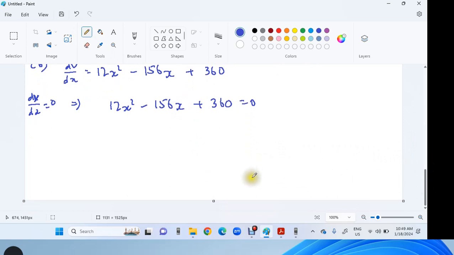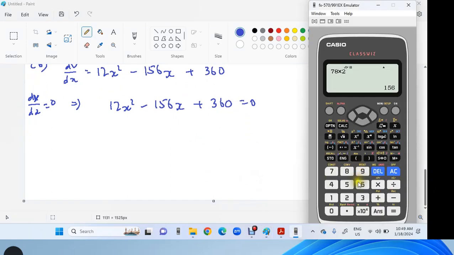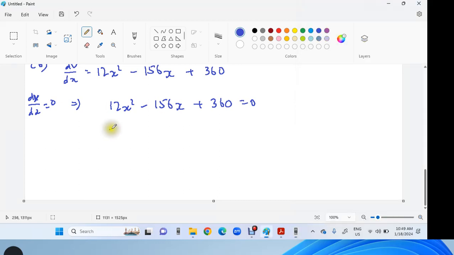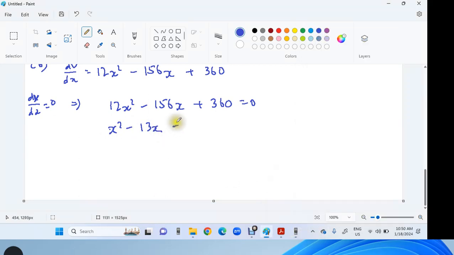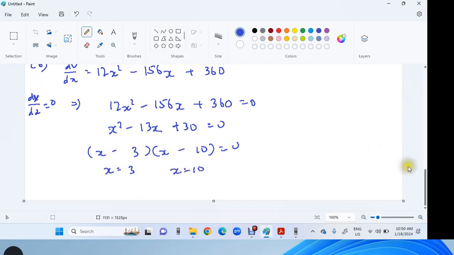Can 156 be divided by 12? Yes. 360 divided by 12, also okay. So we have x squared minus 13x plus 30 equal to 0. Open the bracket: x, 3 times 10, minus minus. So x equals 3 and x equals 10.